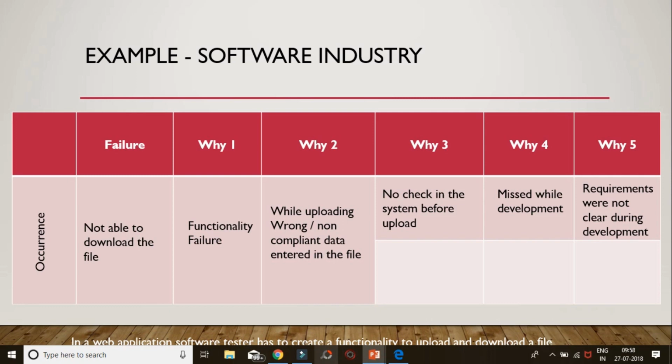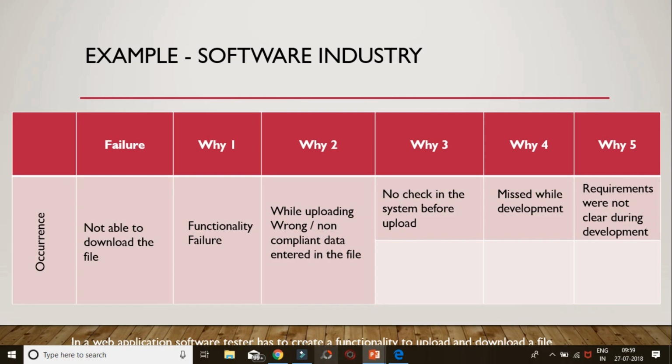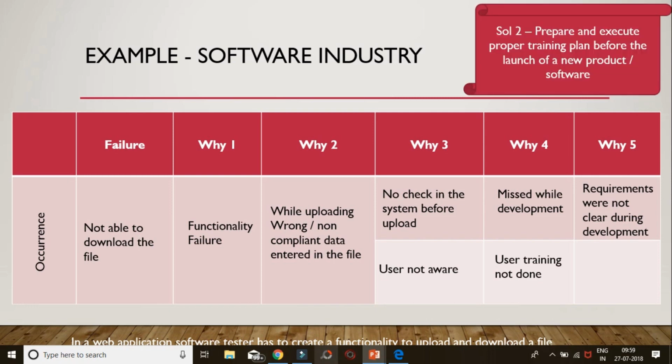And the solution to the problem would be that clear requirements should be finalized before the project starts. Both team managers, the one who is giving the requirement and the one who is taking the requirement, should sign on the requirement documents. The second answer to why wrong or non-compliant data is uploaded is that the user is not aware of what kind of data needs to be uploaded on this software. And why is he not aware? Because there is no proper training given to the end user. And the solution to this problem would be to prepare and execute a proper training plan before the launch of a new product or software. So friends, your problem could have 2 or more than 2 root causes.